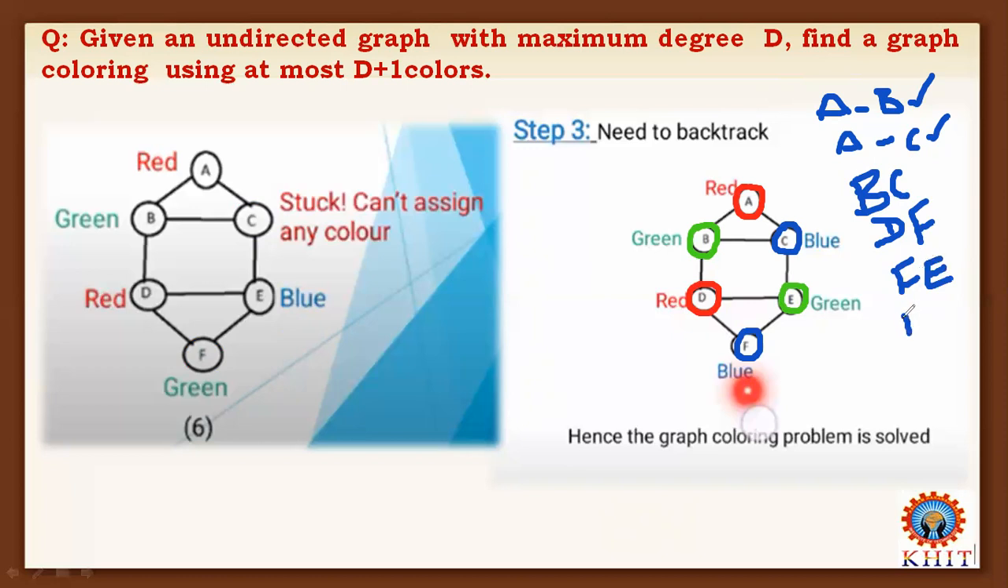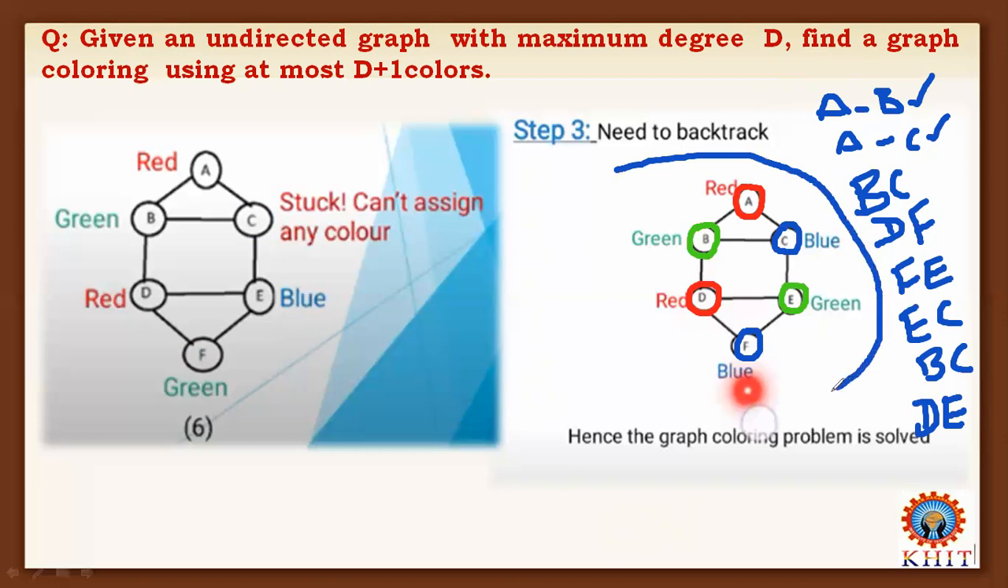Consider EC. No two adjacent vertices have the same color. Consider BC, vertex B to vertex C. No two adjacent vertices have the same color. Consider DE. No two adjacent vertices have the same color. So even if you took any two vertices, you will fill the given graph with a minimum of 3 colors. Hence the chromatic number of the given graph is 3.